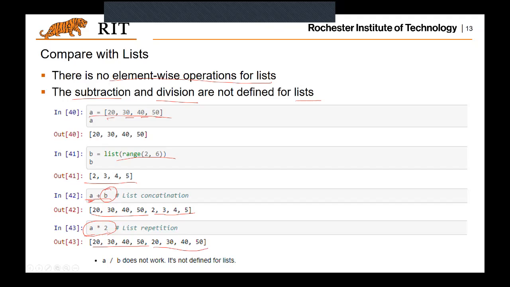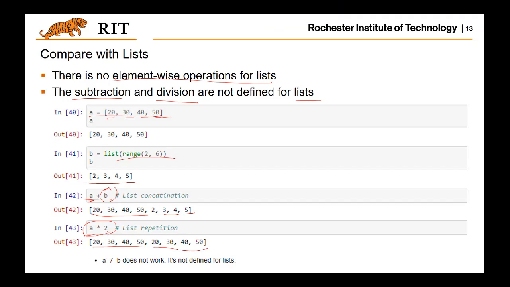For these kinds of operations with lists and the ones with arrays powered by NumPy, you have to keep in mind and make sure you are using the right thing, right? If you want to do this element-wise operation, do not use the list directly. Otherwise, it will give you something like this. Any question?